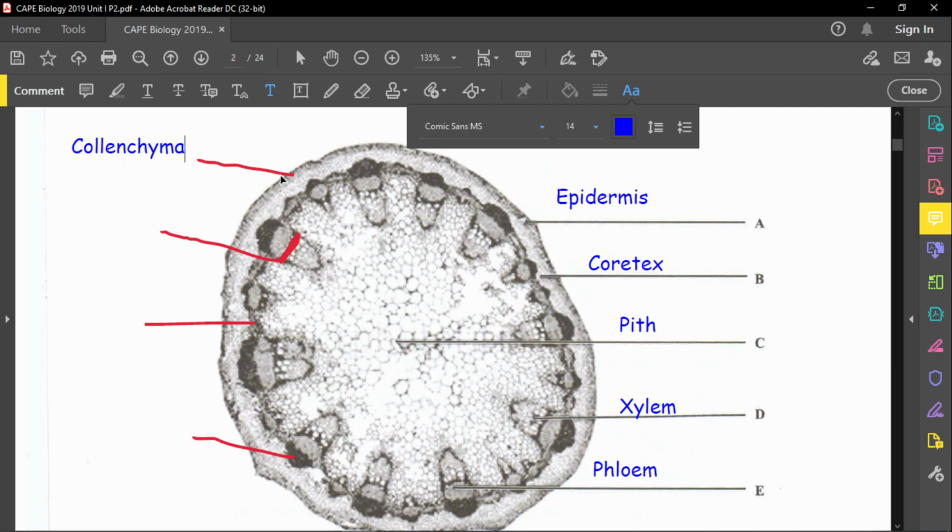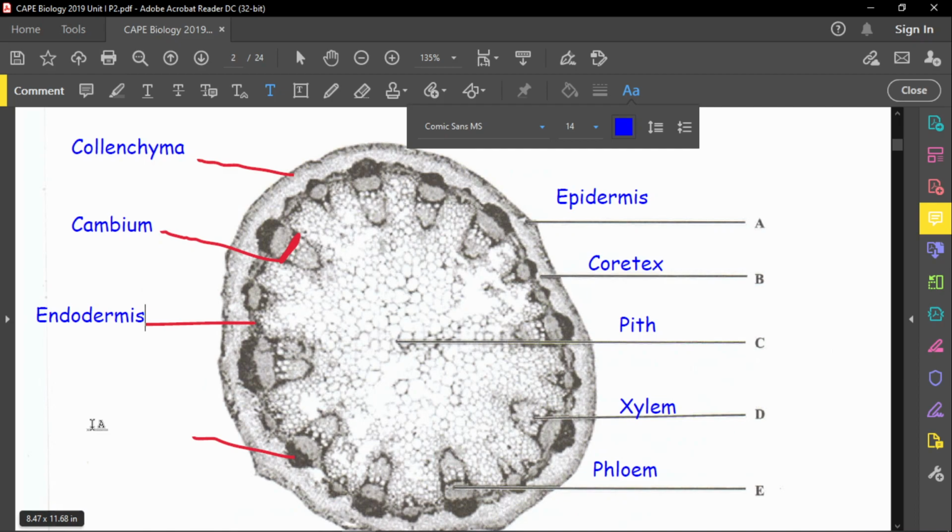And the collenchyma is below the epidermis, of the cortex, and the portion that separates the xylem from the phloem is called the cambium. So the cambium separates the phloem vessel from the xylem vessel. And then here we have the endodermis, which is the innermost region of the cortex.